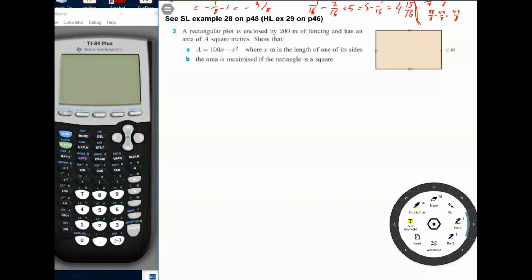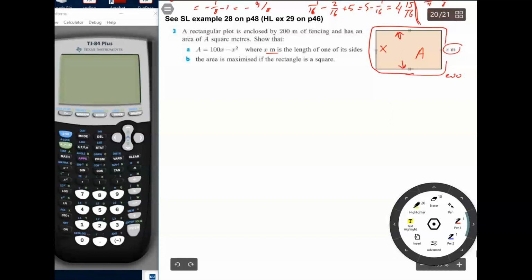A rectangular plot is enclosed by 200 meters of fencing. That means that if you measure all this fencing, the perimeter, it would be 200, okay? It has an area of A. Show that A equals 100x minus x squared, where x is the length of one of its sides. Okay, so they named this side x. They didn't say how many meters that side is, but this, of course, is x because it's the opposite side and it's a rectangle, and this side we don't know either. How about if we just call these unknown sides y?